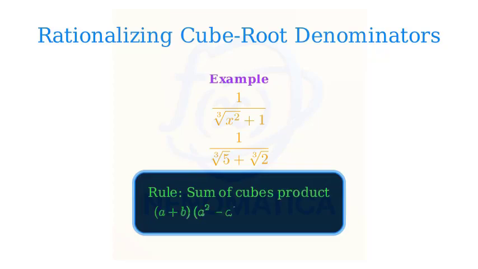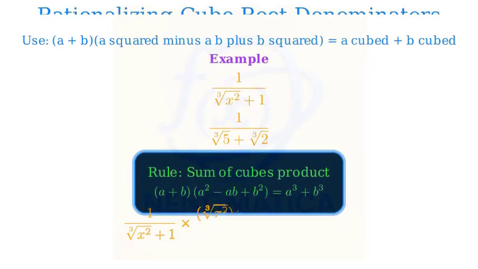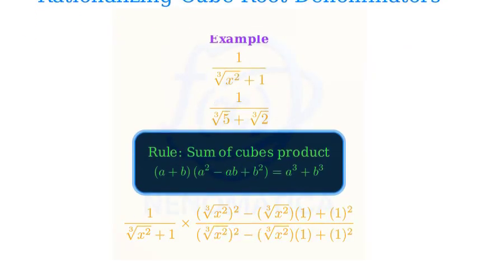Rule reminder: to eliminate a cube root in a sum a plus b, multiply by a squared minus ab plus b squared. This works because the product equals a cubed plus b cubed. Step 1. Identify a equals the cube root of x squared, and b equals 1. Multiply the fraction by a squared minus ab plus b squared over itself.